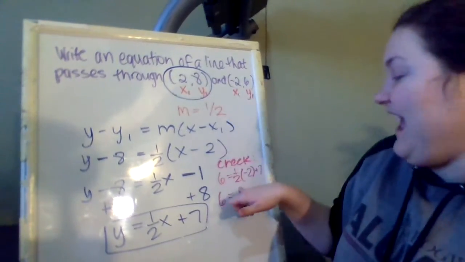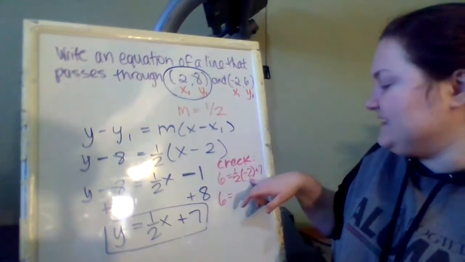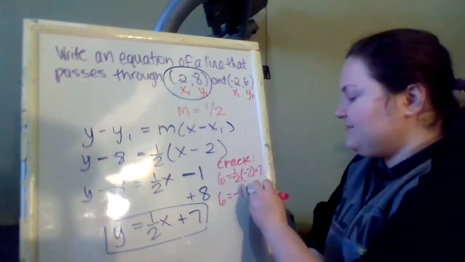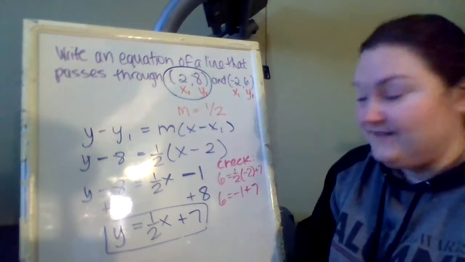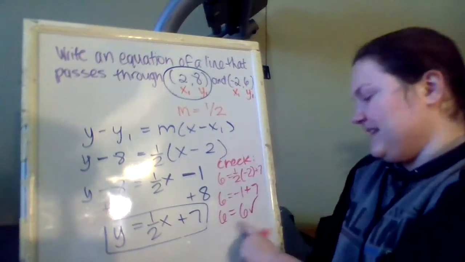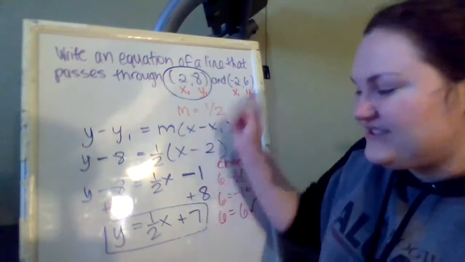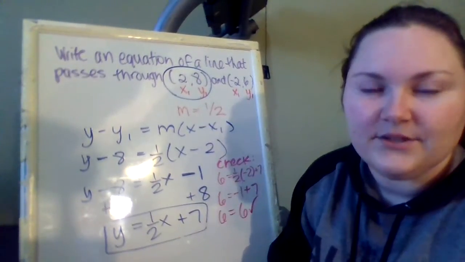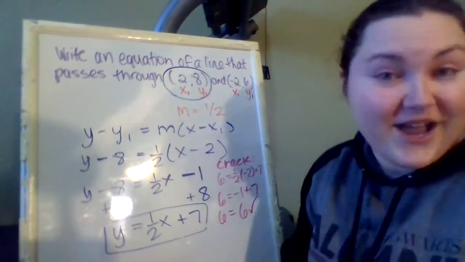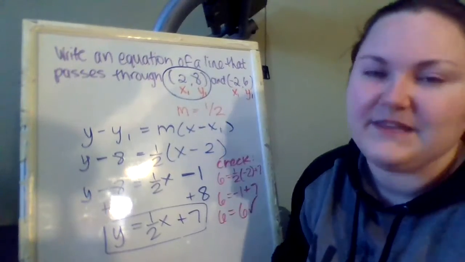That would give us 6 equals 1/2 times negative 2. Again, multiplying by a half is just taking half of the number. So half of 2 is 1. But then since the 2 is negative, it would be negative 1. So we get 6 equals negative 1 plus 7. And then last part, negative 1 plus 7 is 6. So we get 6 equals 6. That is true. So it's just a quick, easy way to check your equation. It would also work for this point too. If you wanted to check and try at home, you would see that it would also give you something that's true.